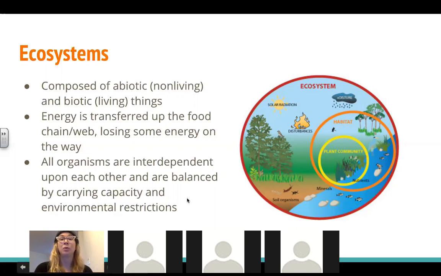And then environmental restrictions: if there's not enough water, not enough space, not enough food, not enough shelter, etc. So I picked this graphic because I like that it shows the abiotic and biotic things, and it shows these overlapping circles. There's a plant community, which is part of a habitat, which is part of a bigger ecosystem.